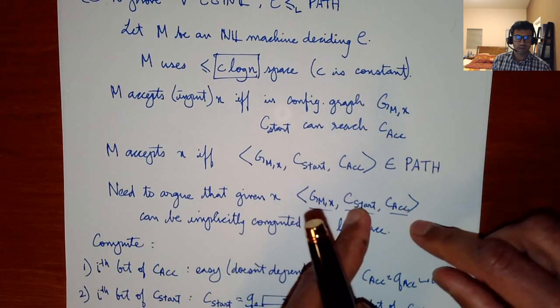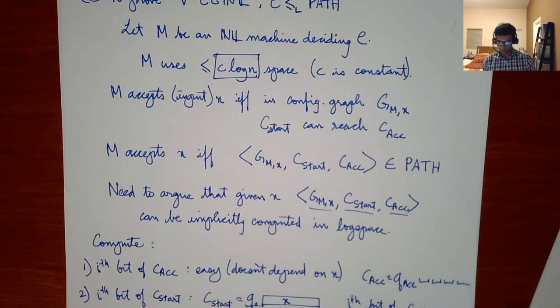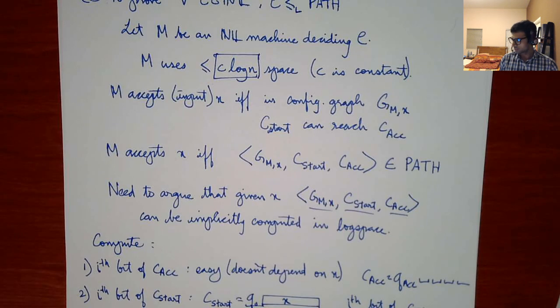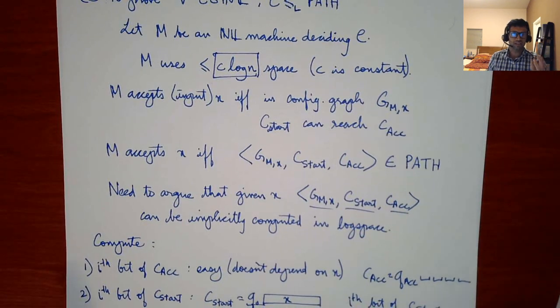Therefore, given any x, it can compute GMX, C start, C accept implicitly in log space, and this is just a path problem. Now, if you think of configuration graphs, it's almost obvious that you can reduce any instance to the path problem. The important thing to observe is that it's implicitly log space computable, because computation in some sense is local.